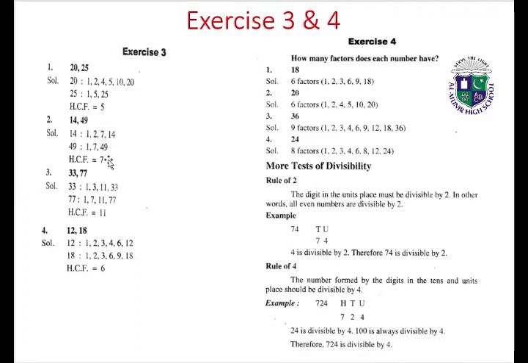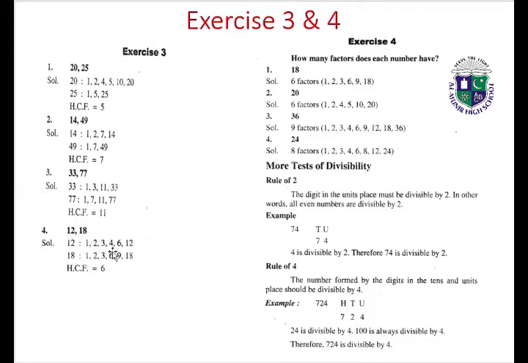33 and 77. 33: 1 33 is 33, 3 11s are 33, 11 3s are 33. 77: 1 77 is 77, 7 11s are 77, 11 7s are 77. Highest common factor is 11. Question number 4, 12 and 18.